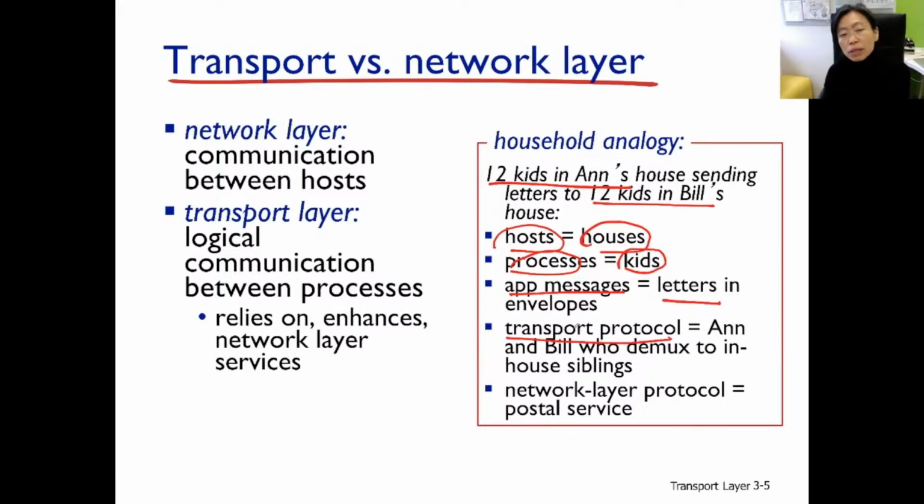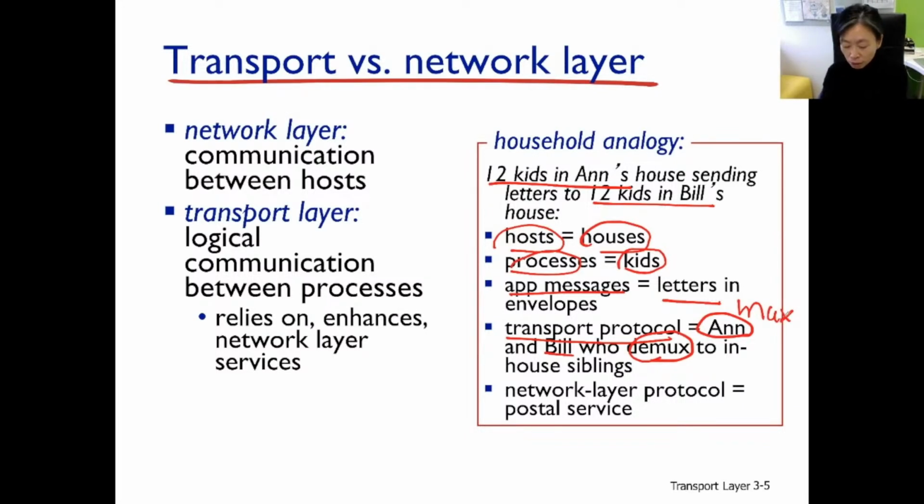Anne and Bill will then be the transport layer service. Anne is the sending side of the transport layer service, taking all the envelopes and dropping them into the mailbox, mixing all the envelopes into the mailbox. Bill, on the other hand, will take all the letters out of the mailbox and distribute each envelope to the destination processes, to each of the kids. So Bill is demultiplexing the envelopes from the mailbox, and Anne is multiplexing the envelopes into the mailbox.